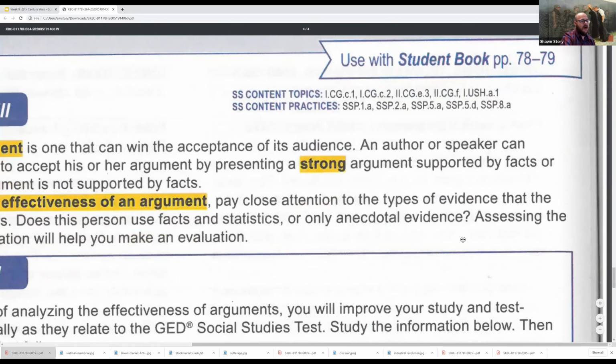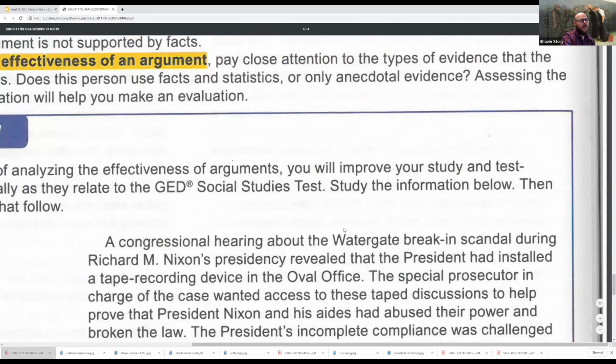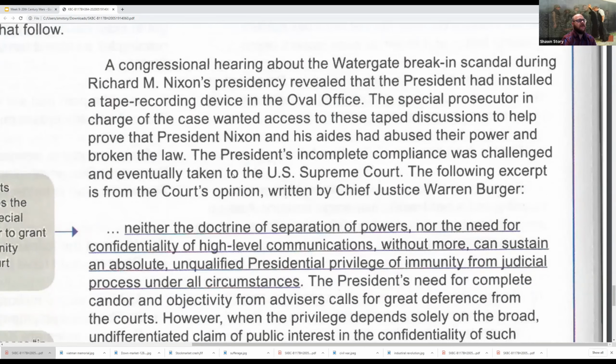All right, and then our last reading that we're going to look at today is about the Watergate scandal with President Nixon. So a congressional hearing about the Watergate break-in scandal during Richard M. Nixon's presidency revealed that the president had installed a tape recording device in the Oval Office. The special prosecutor in charge of the case wanted access to these tape discussions to help prove that President Nixon and his aides had abused their power and broken the law.